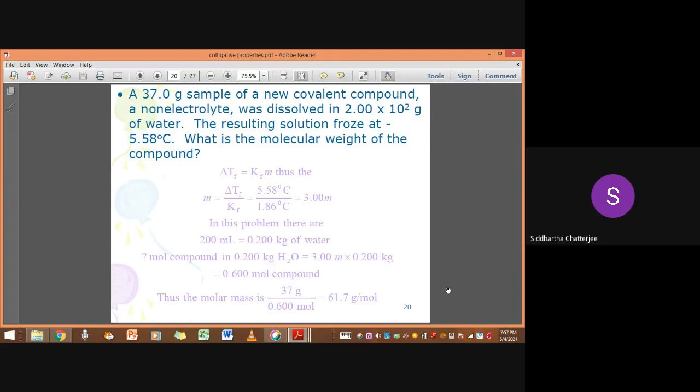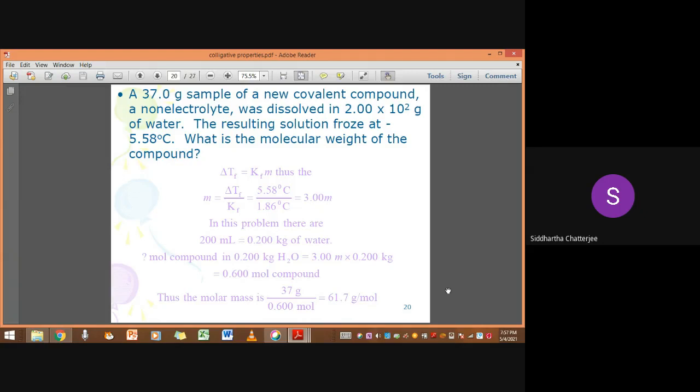Because minus 5.58 means what? That means 0 minus (minus 5.58). That means you are finding ΔTf actually 5.58 degrees Celsius. And what's the value of Kf? You know, 1.86. So from here you are getting the molality as 3. Now again the molality, at the very beginning you could have written, or stepwise also you can write. The molality means W2 by M2 divided by W1 by 1000.